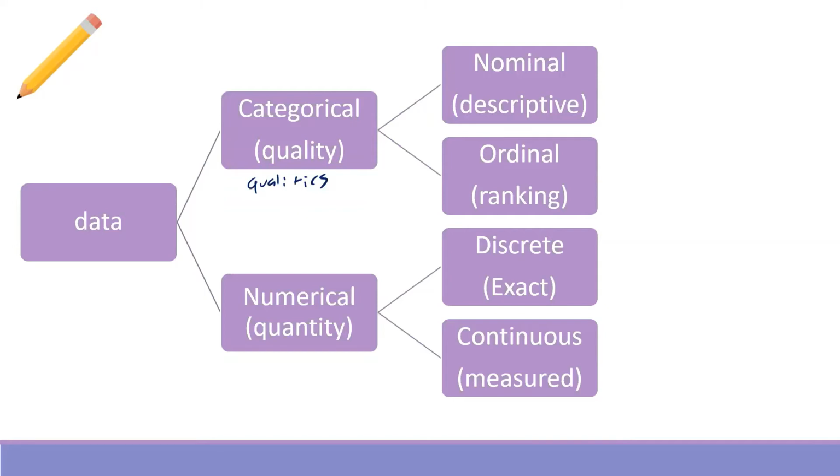Continuous is measured data, so it's some kind of measurement. It's like if I get a ruler or a stopwatch or a mass, or I get a precise voltmeter, whatever you want, the continuous value is something measured.